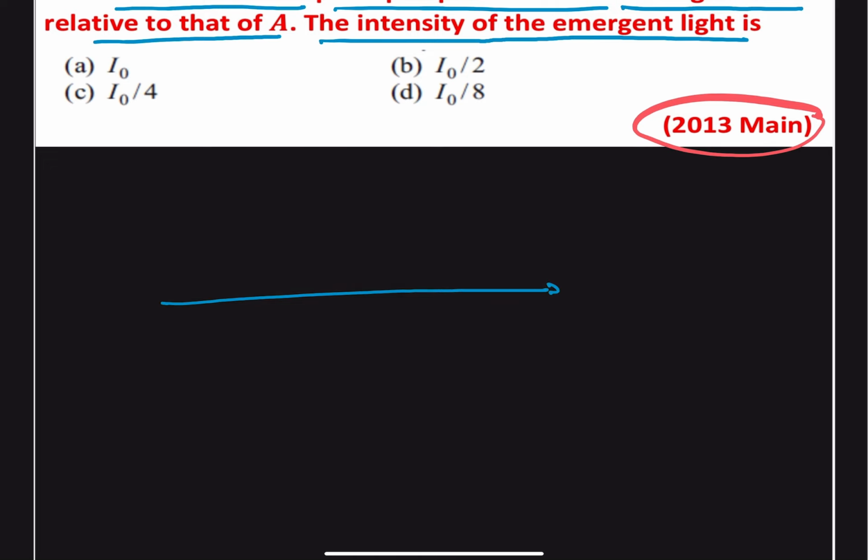So this is our polaroid A, and polaroid B is said to be at an angle of 45 degree with respect to polaroid A. So this is our vertical axis, and we have an angle of 45. So this will be our polaroid B, and the initial intensity I naught is first passing through polaroid A, then it passes through polaroid B, and this I naught is unpolarized light.